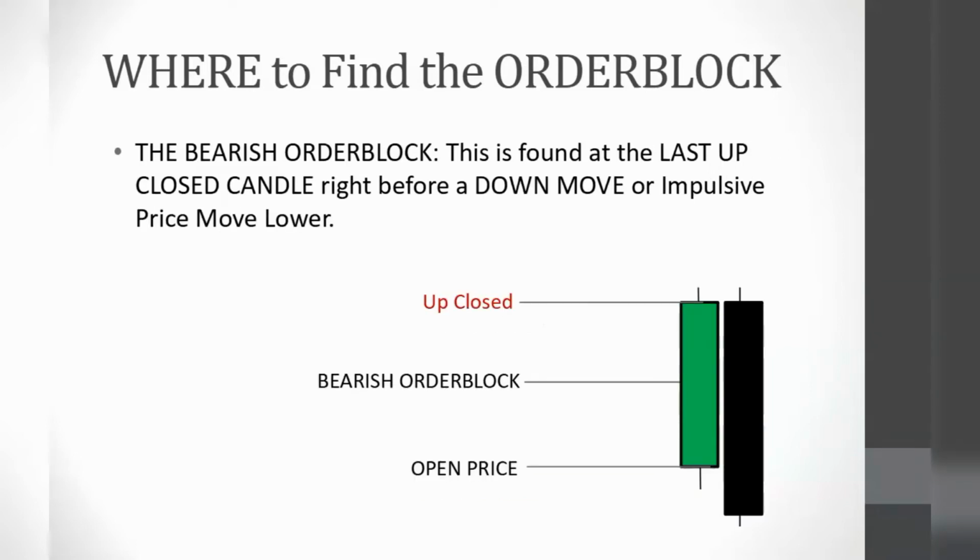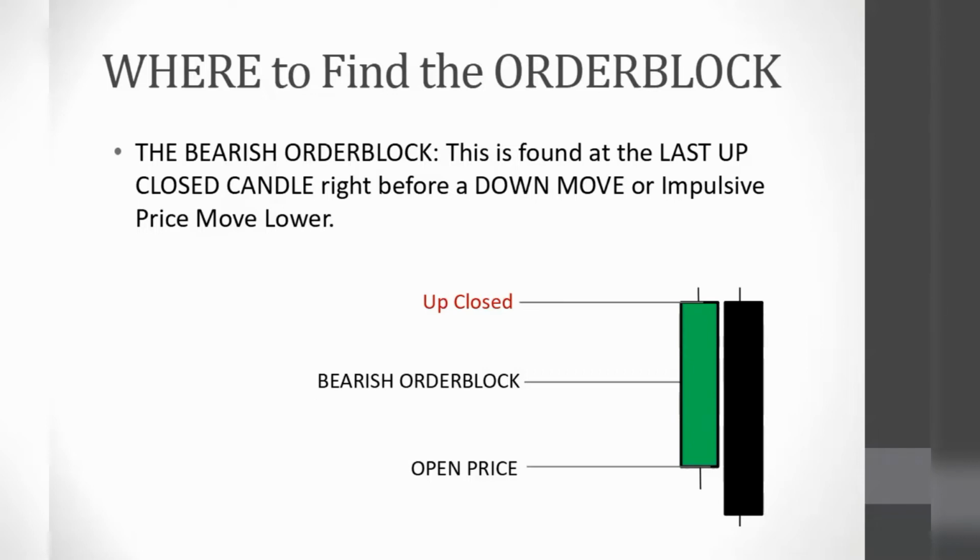And the next is the bearish order block. It's vice versa. This is found at the last up close candle right before a down move or impulsive price move lower. As you can see, price opened below and price went up, closing upward. And immediately we saw an impulsive move lower, engulfing, closing in that bearish order block. So this is a bearish order block. This is how the bullish order block and the bearish order block are found.